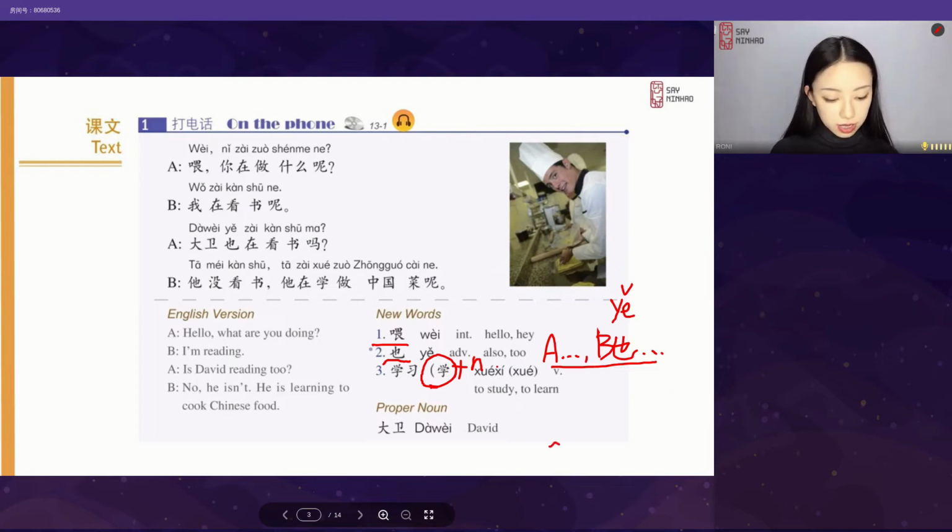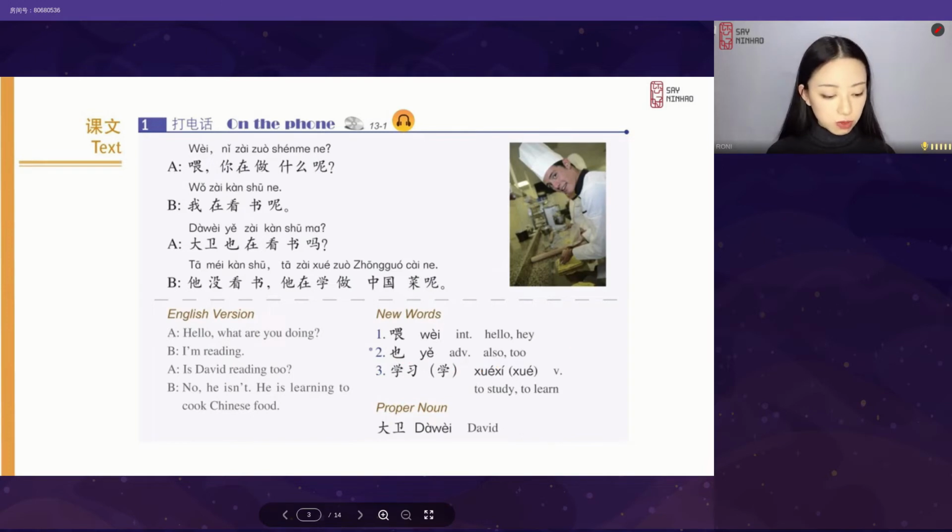And now let's see here. The proper noun here is 大卫. It means David. It is the translation of David in Chinese. Okay, read after me, please. 大卫. Okay, now let's try to read it from the start, each for twice.